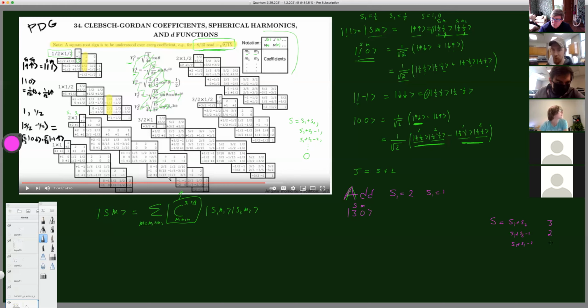Hold on a second. Just trying to interpret your book's notation on something. S is greater than or equal to the absolute value of S1 minus S2.